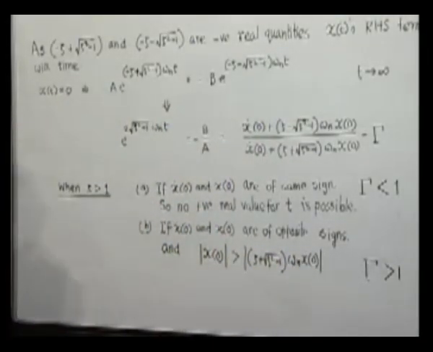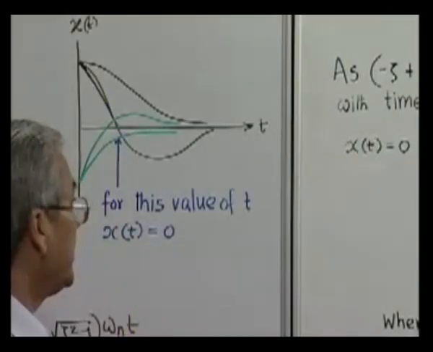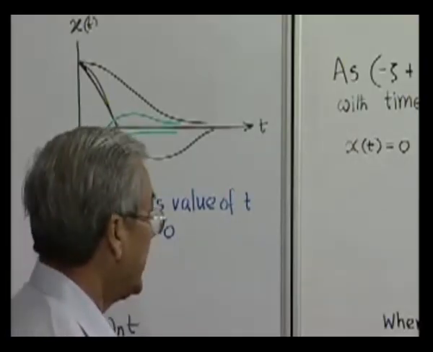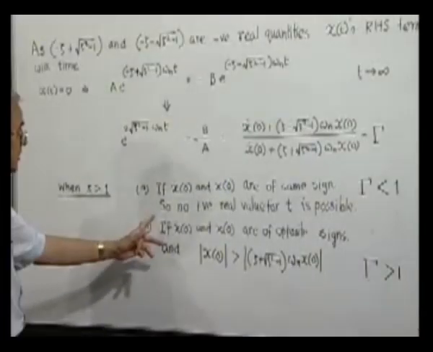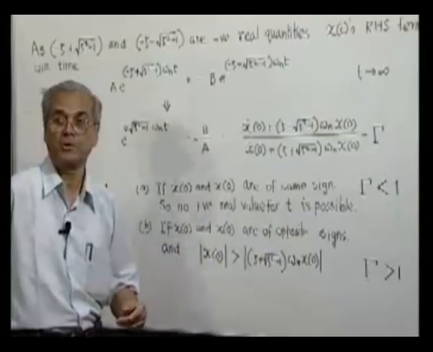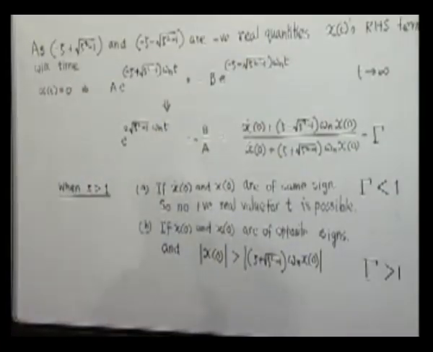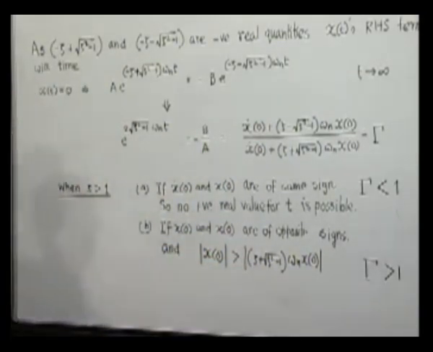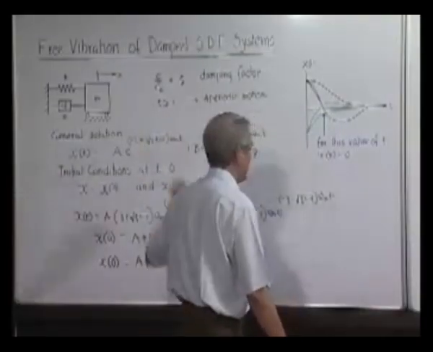So for the overdamped situation, the motion will always be aperiodic, and the possibility is that it may cross the equilibrium position only once, and that too, again the condition is that the initial velocity and initial position should be of opposite sign, and the initial velocity should be of enough magnitude to be more than this quantity. That is when it is possible for the mass block to cross the equilibrium position.